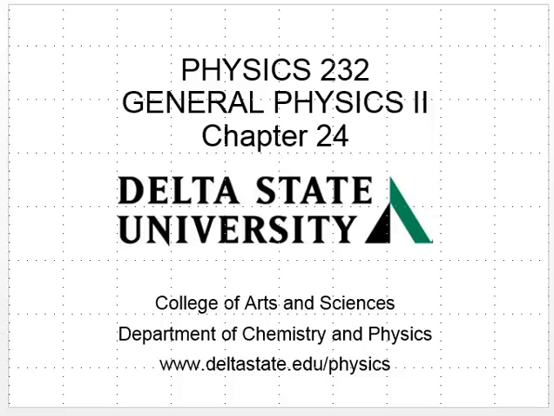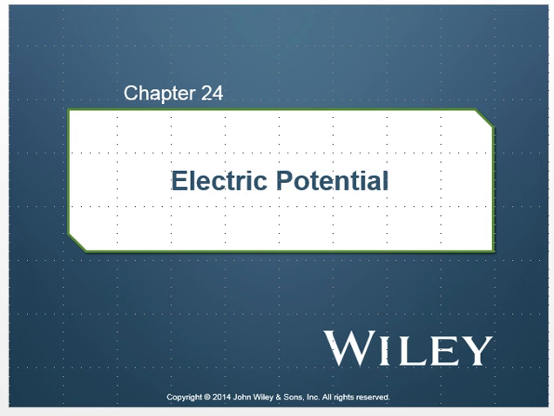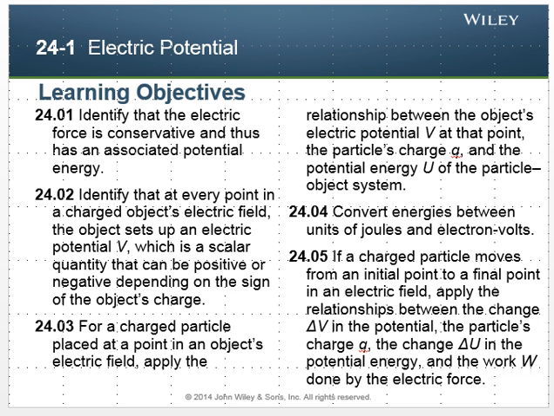Today we're talking about electric potential. So this is chapter 24 of the text. And electric potential is a lot like gravitational potential. We'll go through the formal aspects of it, and we'll talk about how we use electric potential all the time. Electrical potential is potential energy, just like gravitational potential is potential energy.